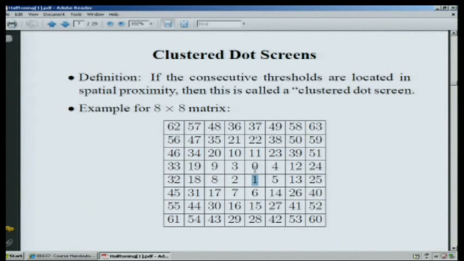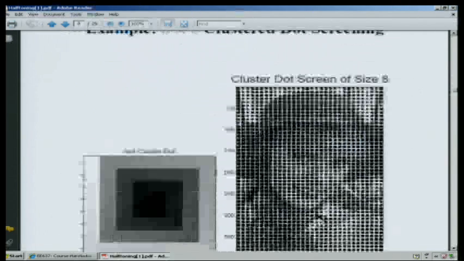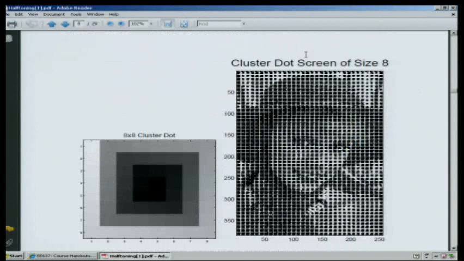As the gray level in the image becomes darker, more of these dots turn on in order, so you get a clustering effect. This is what happens if you use a clustered dot screen of size 8 by 8. It's almost as if the resolution of the image has been reduced by a factor of 8, but not quite, because some detail is retained since the thresholding is local. So this is 256 by 256 times 1.5 in the underlying image, and you divide that by 8.